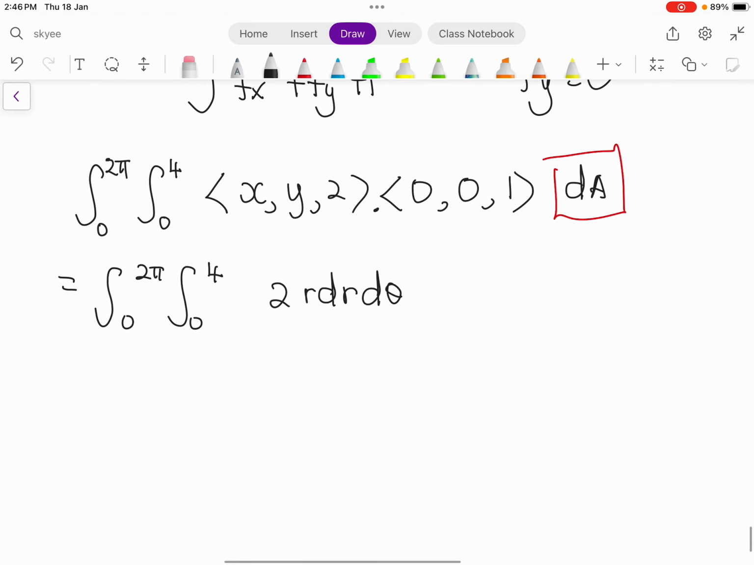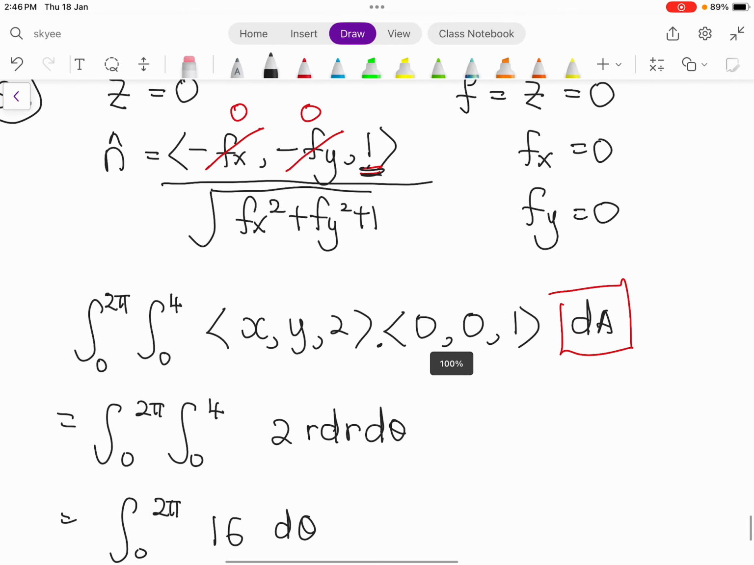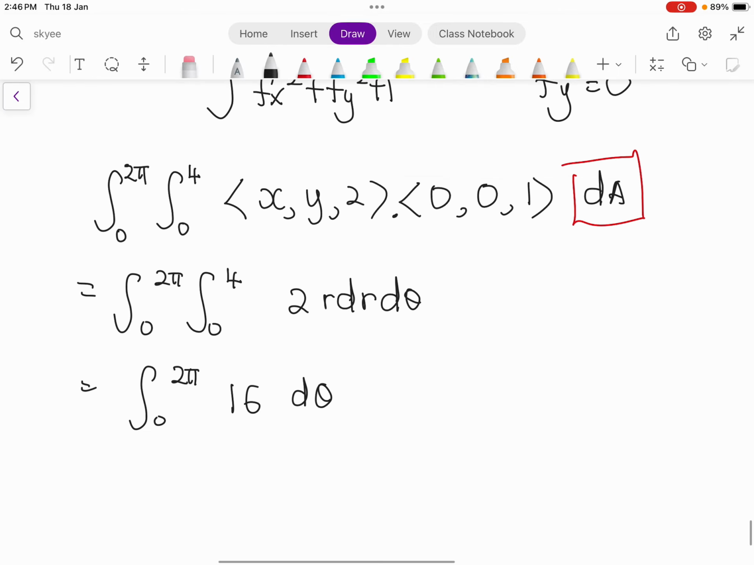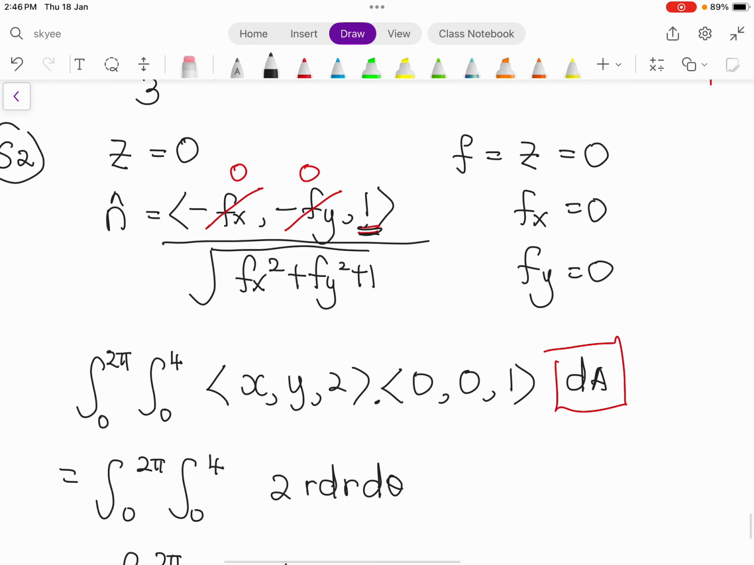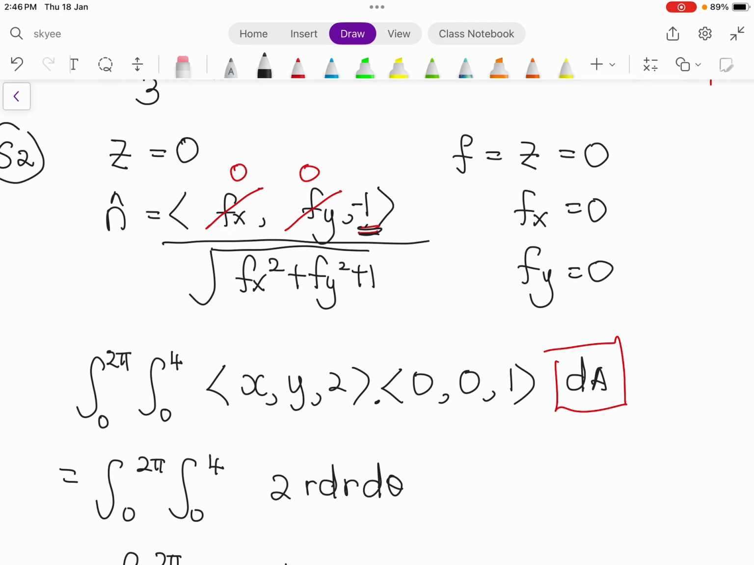Okay, so let's calculate this thing. You integrate the 2r. So this one you get 16 d theta. Alright, let me check what the flux is. The flux is outward, meaning that you don't use this one. You use another equation for the outward.